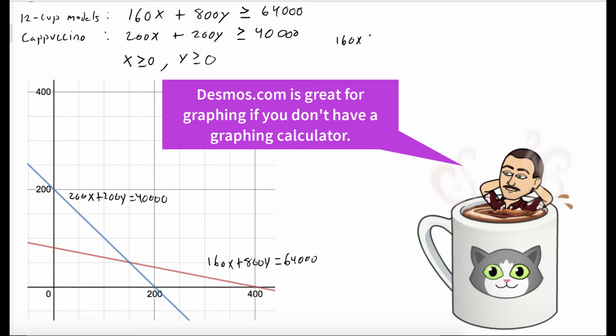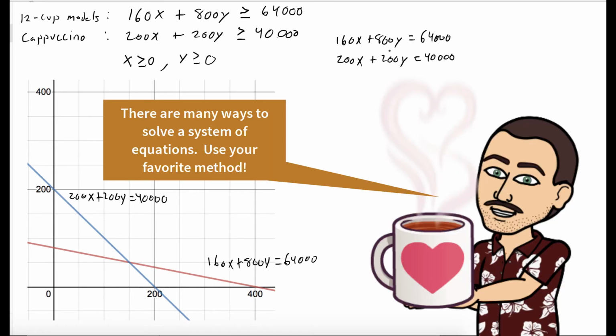So I plotted these lines using Desmos, and we want to figure out what region satisfies our inequalities. So let's first find that vertex that isn't labeled. And the way we do that is we solve a system of equations. I found it was easiest to divide the first equation by 160 and divide the second equation by 200.